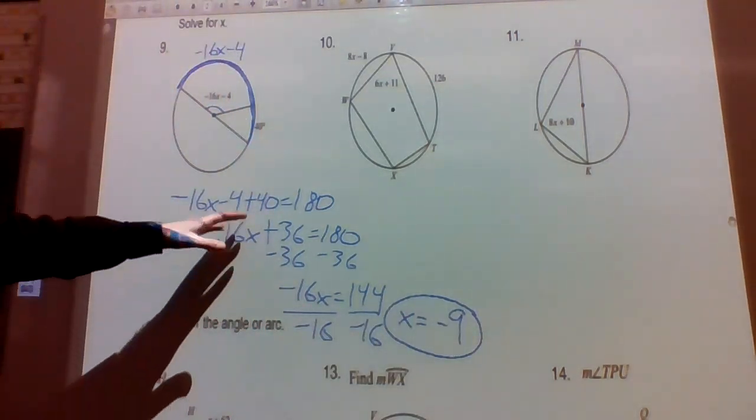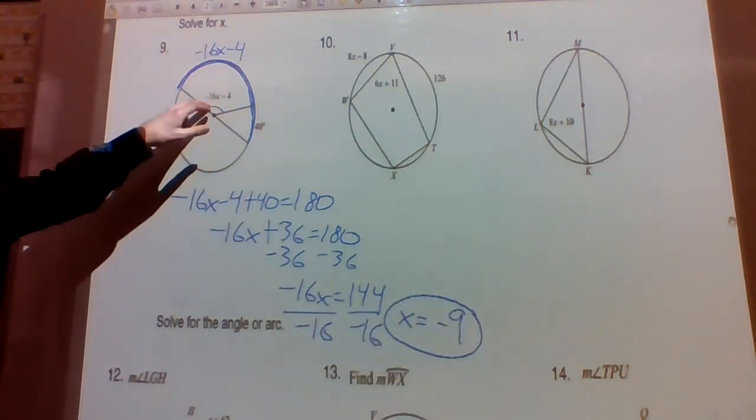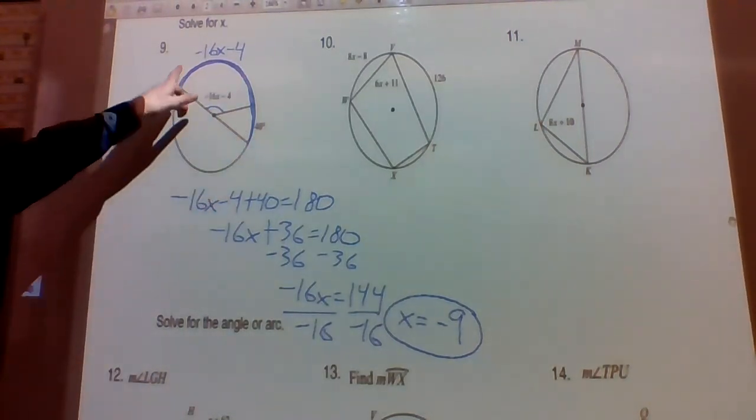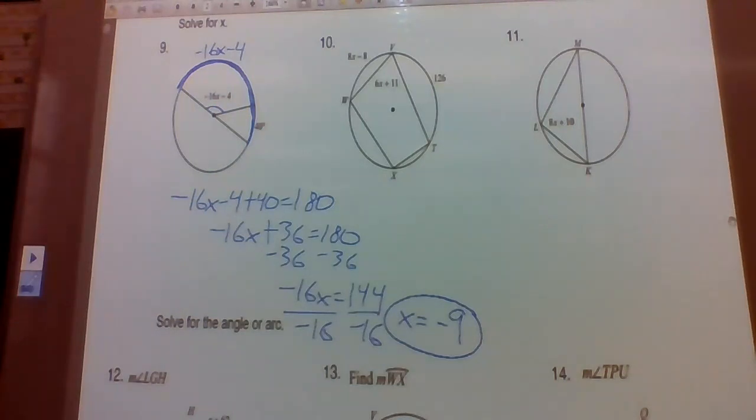And we can plug it in, substitute it back in to see if it makes sense. So negative 16 times negative 9. Right, so this piece should be 140 because 180 minus 40 is 140. So negative 16 times negative 9 minus 4 should be 140, and it is. So we know we're right.